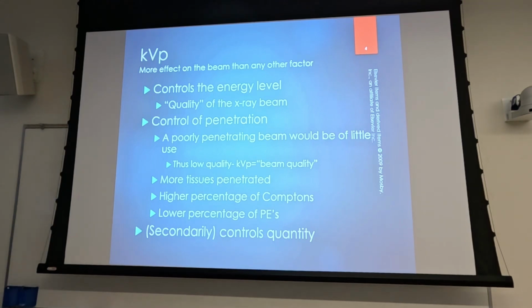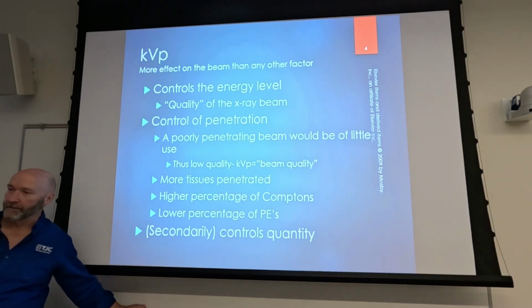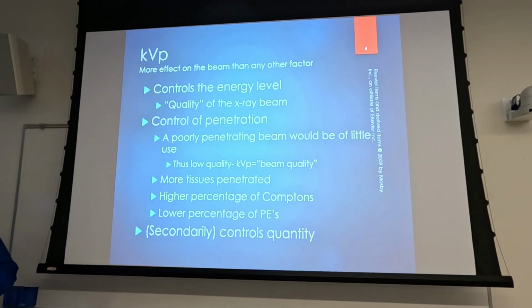So they're all here. All right, so kVp controls your beam more than any other factor. And you may have a tendency to think, okay, well, distance, SID is pretty big, right? I mean, you double your distance and you're either going to have 1/4 of the exposure, or you're going to have to quadruple your mAs in order to get the right exposure.